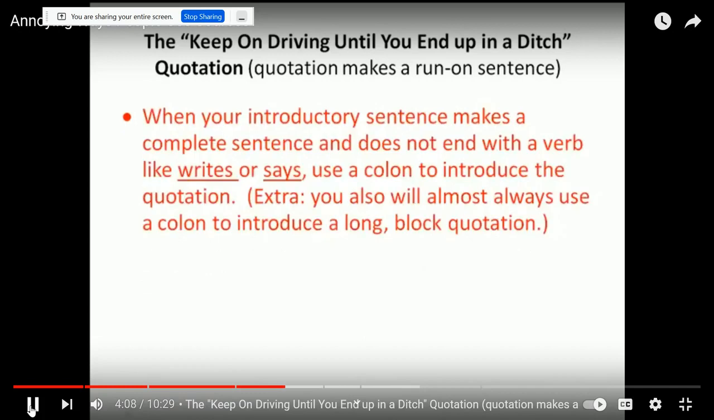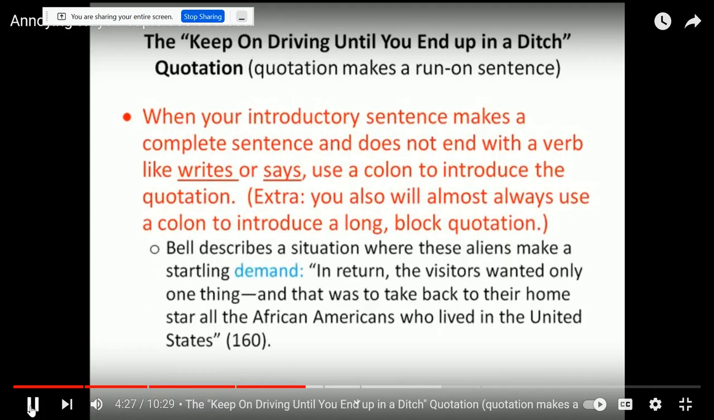Here is some explanation. When your introductory sentence makes a complete sentence and doesn't end with one of those verbs we talked about in the last one, use a colon to introduce the quotation. And here's a little hint. You're almost always going to use a colon to introduce a long block quotation, you know, one of those quotes that you indent a little bit on the left. Here's an example. We changed that comma to a colon here, and suddenly it grammatically, mechanically works. This is a correct sentence. No longer is this an annoying error that grabs my attention away from the topic of your paper.